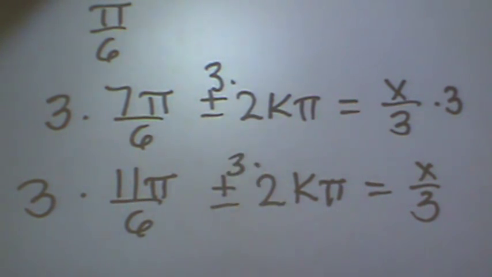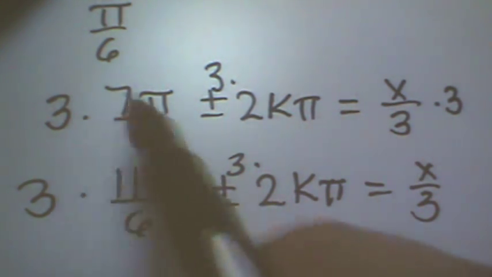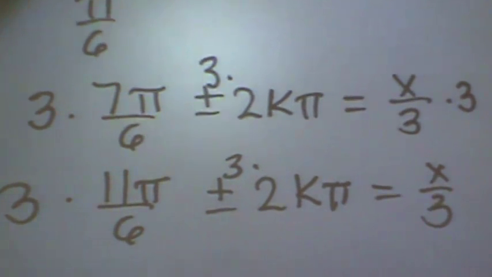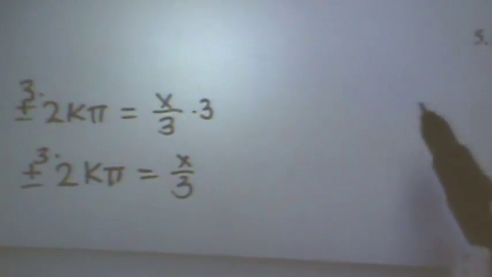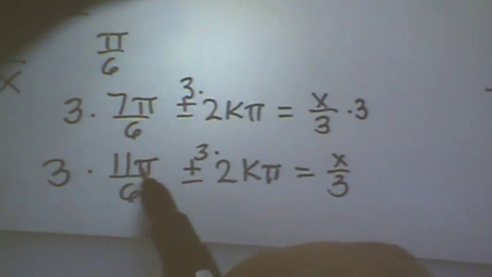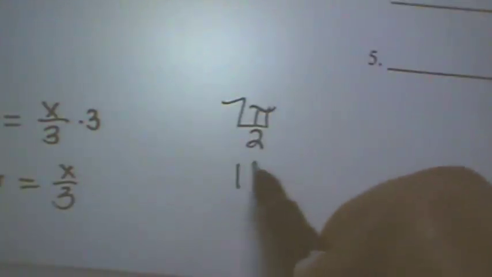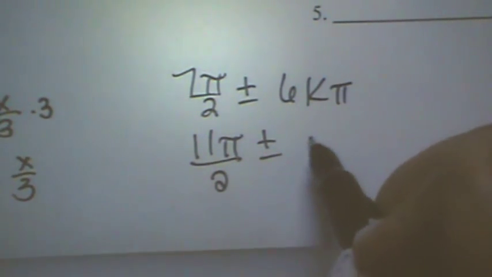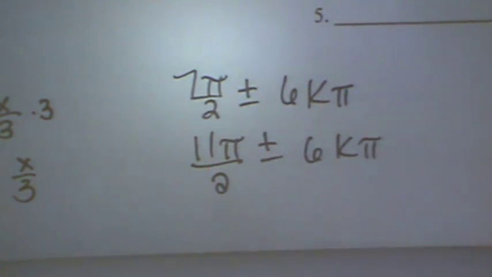So multiply these by 3. And what 2 answers do you get? If you multiply this by 3, what's your fraction here? 21 pi over 6. Can you simplify it? 7 pi over 2. Good. And what's this one going to be? 11 pi over 2. And what are you adding and subtracting now? 6k pi. Good. Add or subtract 6k pi.